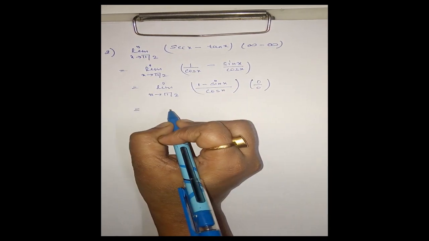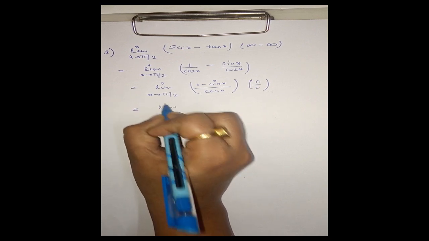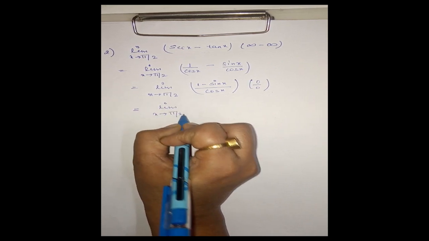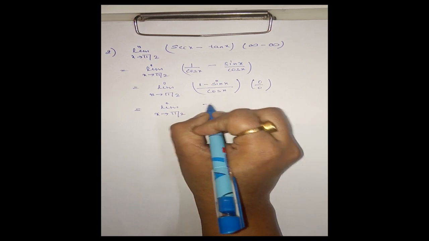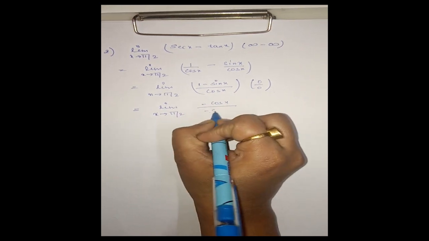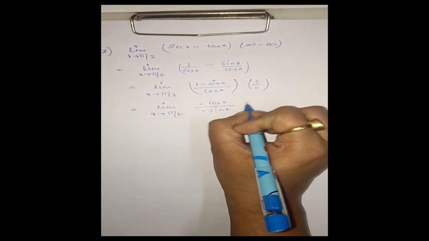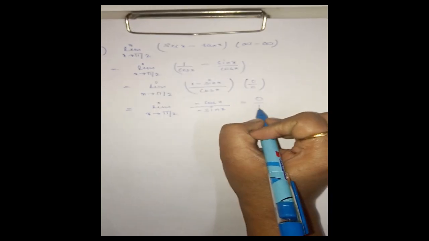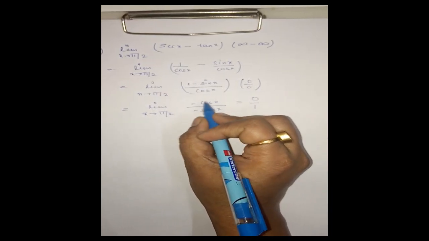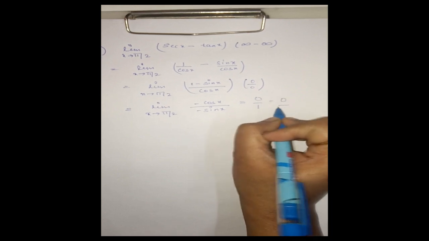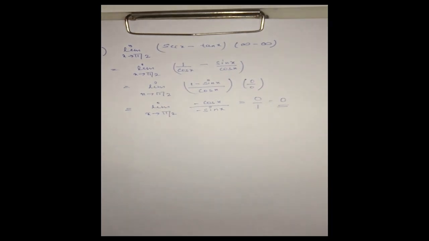Now applying L'Hopital rule here, this is limit x tending to pi by 2, minus cos x by minus sin x. And on taking limit, this will be 0 by 1. Sin pi by 2 is 1 and cos pi by 2 is 0. That is 0. Okay, clear?